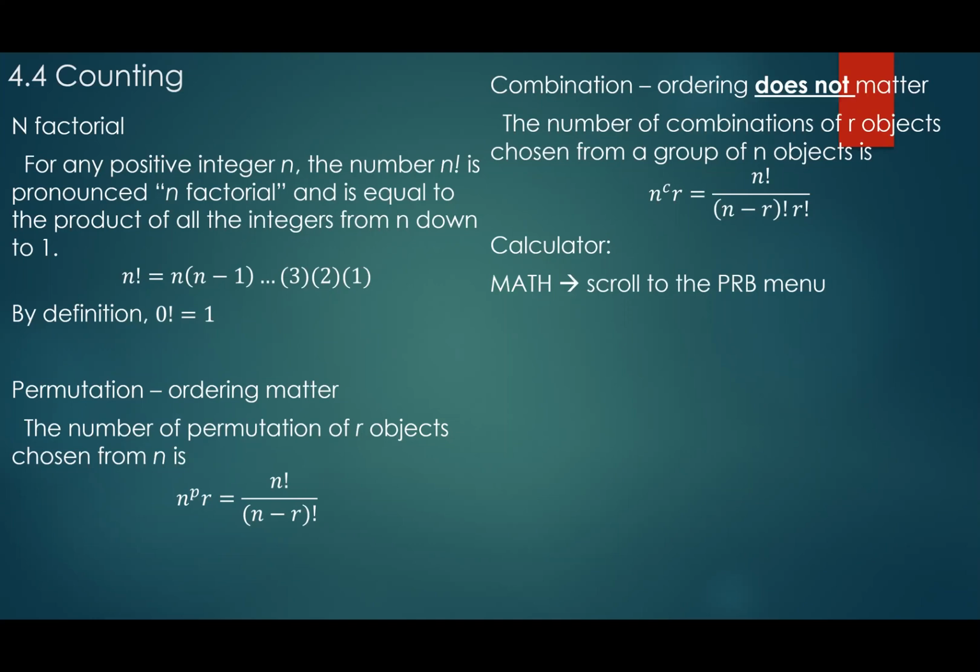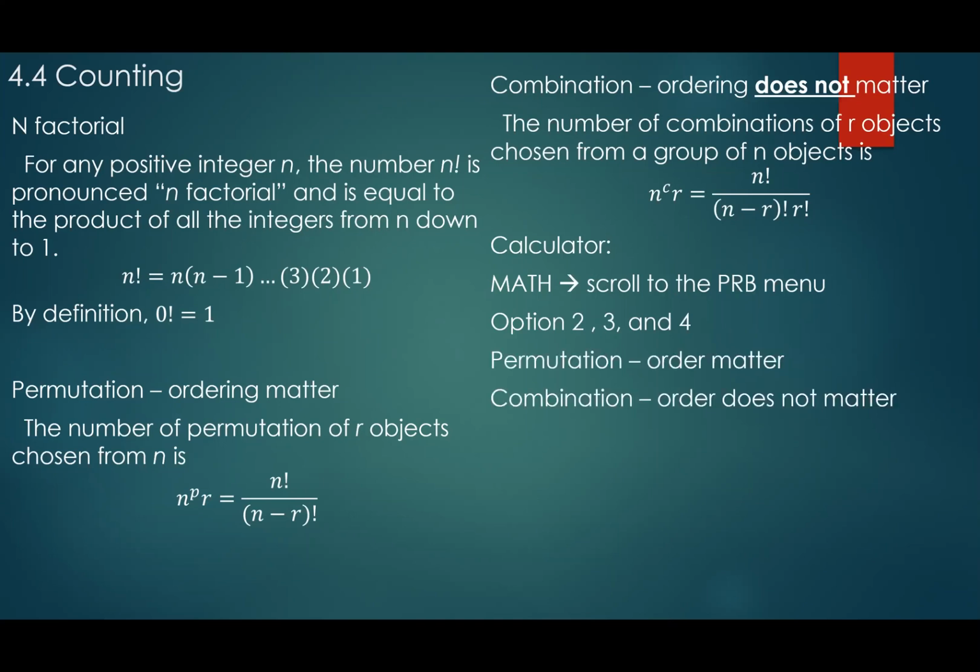In order to use your calculator, you have to select math, and on the top scroll over to PRB, which stands for probability, and then you have option 2, 3, or 4 that you need to choose. I just want to remind you that for permutation the order matters, and for combination the order doesn't matter.